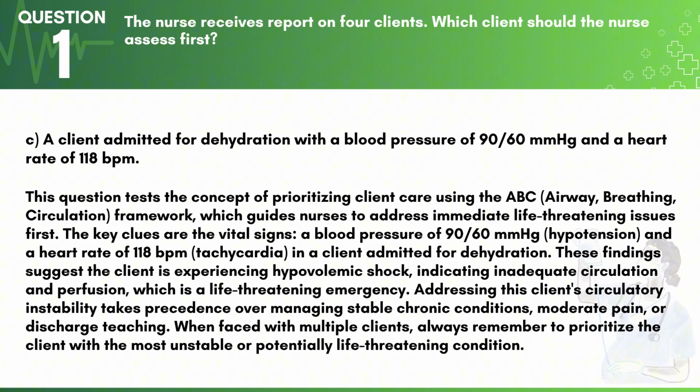The key clues are the vital signs: a blood pressure of 90/60 mm of mercury, hypotension, and a heart rate of 118 bpm, tachycardia, in a client admitted for dehydration. These findings suggest the client is experiencing hypovolemic shock, indicating inadequate circulation and perfusion, which is a life-threatening emergency.